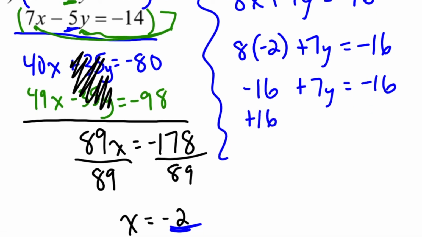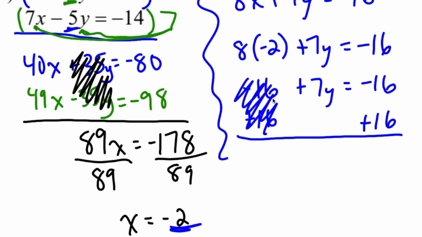Move the number with no variable. Right here, this is a negative 16, so I will do the opposite and add 16 to both sides. They're gone. 7y equals 0.